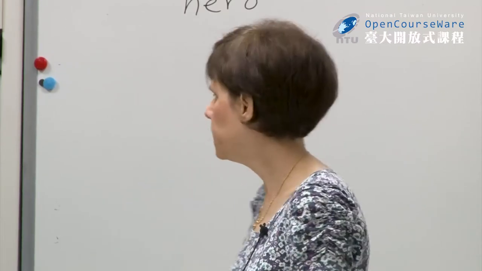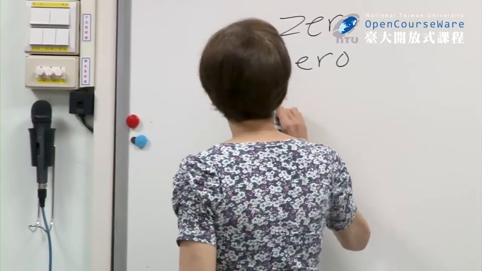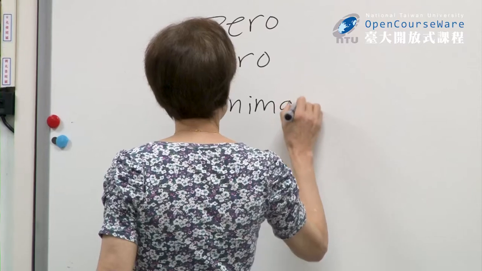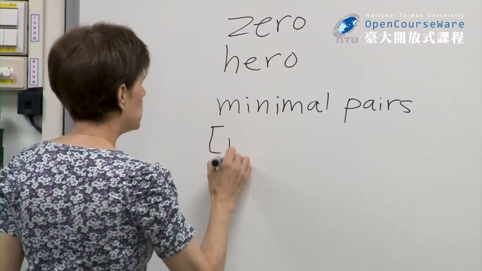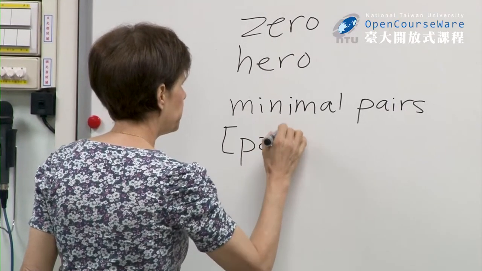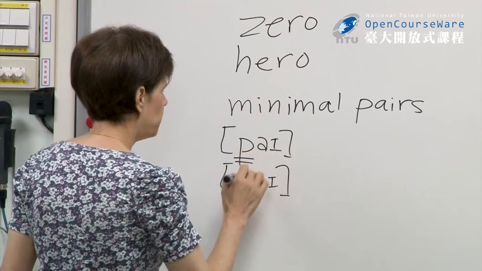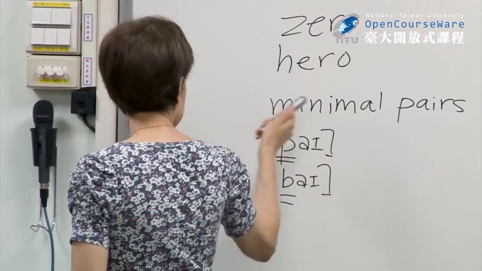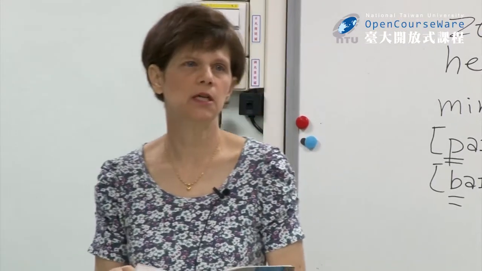All right, so now we're looking at pairs of words. We call these minimal pairs. You probably learned this in Introduction to Linguistics. Minimal pairs are pairs of words that differ in only one sound. So we have pie and by. They're the same except for the initial stop. We call these minimal pairs. 最小对比的一对词. 最小对比 is the Chinese. Okay, so let's compare them.